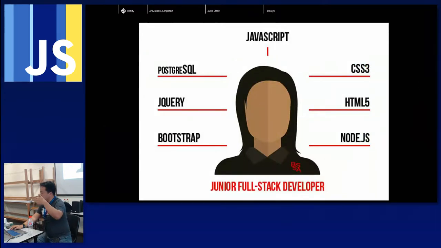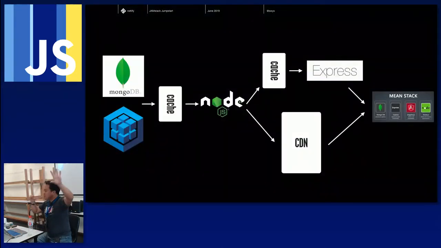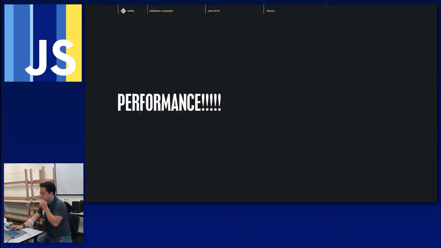And that's why we have the myth of the full stack developer, having to know everything from Postgres all the way to CSS. So the problem with this is we've only replaced the LAMP stack with JS versions of the LAMP stack. We haven't really done anything. We have different logos, but we have the same sort of caching and security issues.